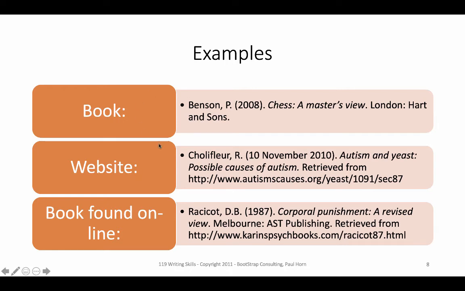Okay, so the one thing I want to point out here is that the book found online is exactly the same as the book. However, the only difference is that at the end it says where it was retrieved from and gives this full web address. Okay, let's take a look at an actual online example and try it together.